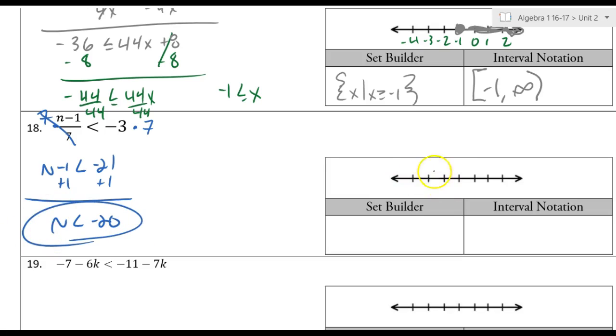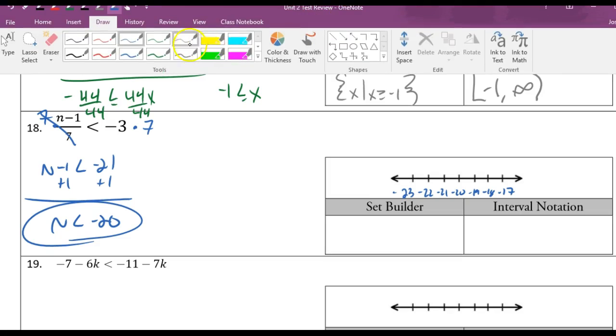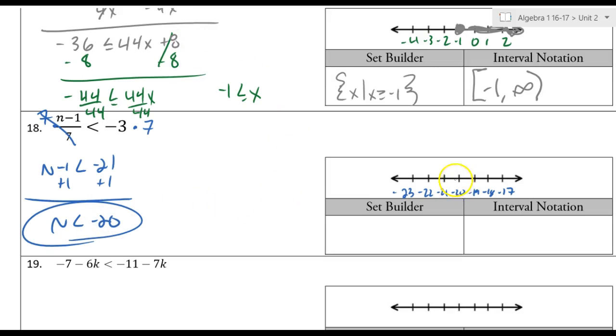So I'm going to come over here to my graph. I'm going to have 18, 19, 20, 21, 22, 23, 24. Negatives here, so erase this. Negative 23, negative 22, negative 21, negative 20, negative 19, negative 18, negative 17. So open or closed dot here, and it will be open because it's not or equal to. This is saying n is less than negative 20, so less than means I'm going to the left.